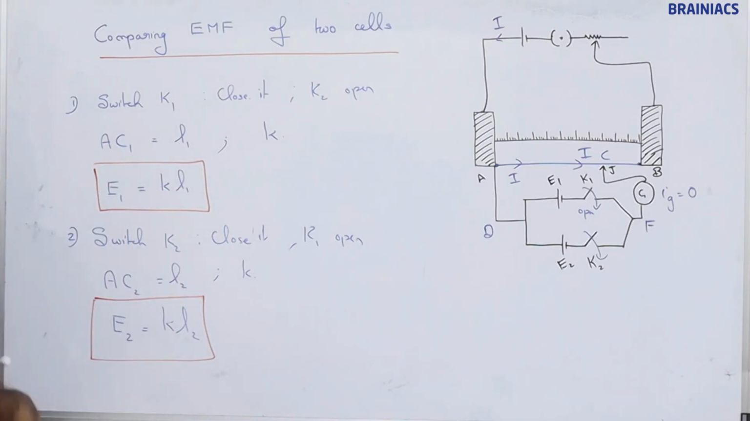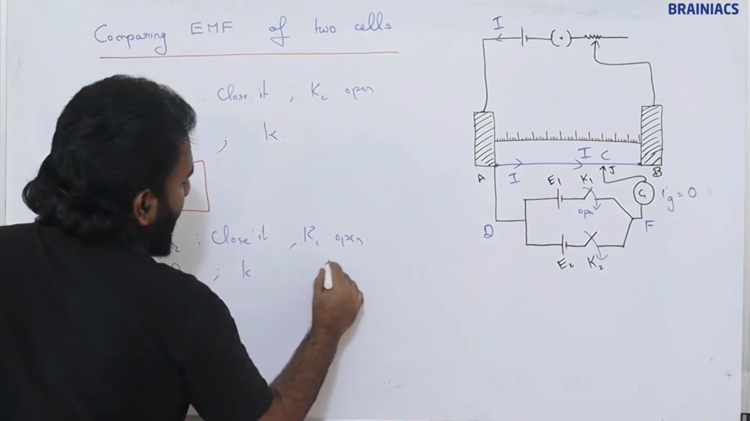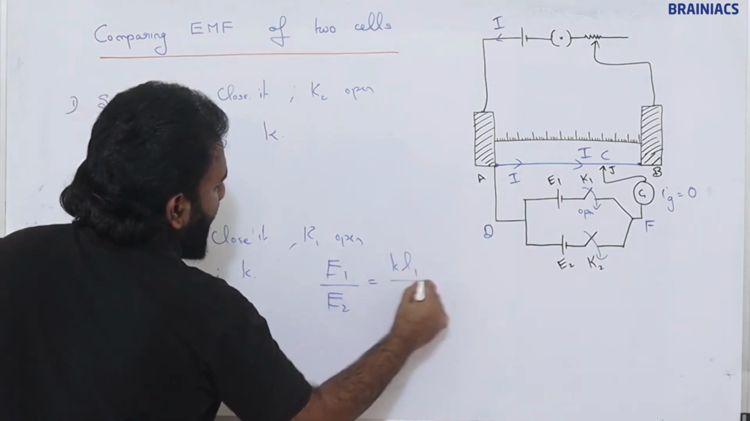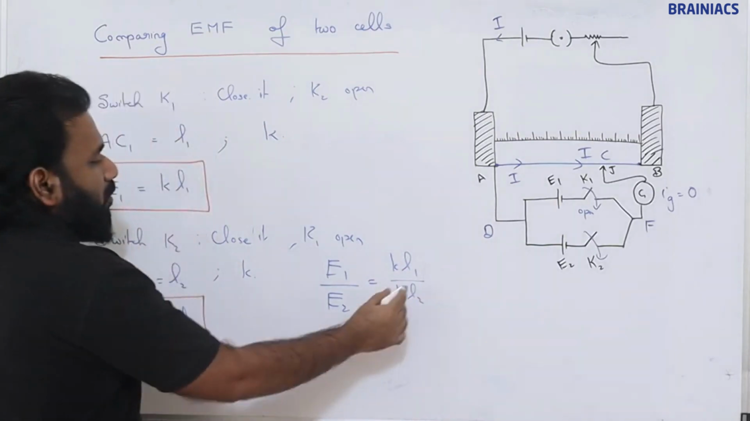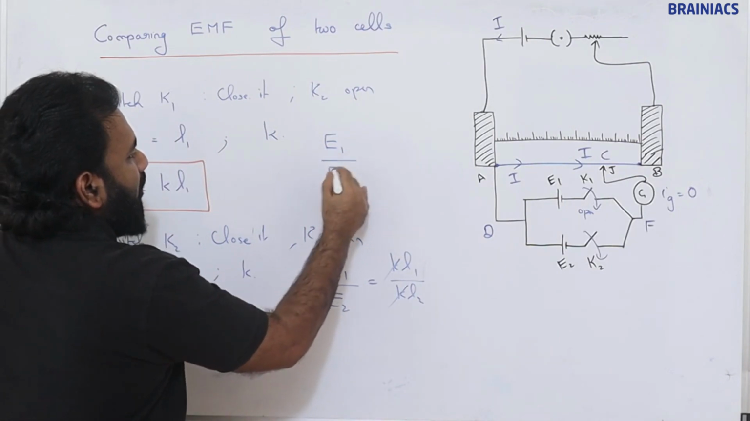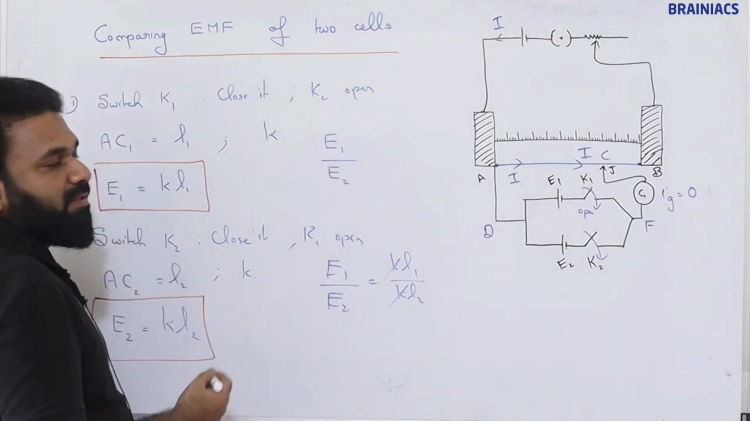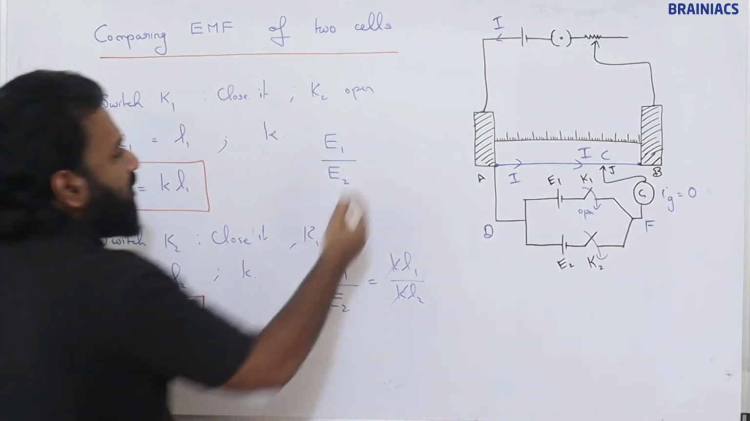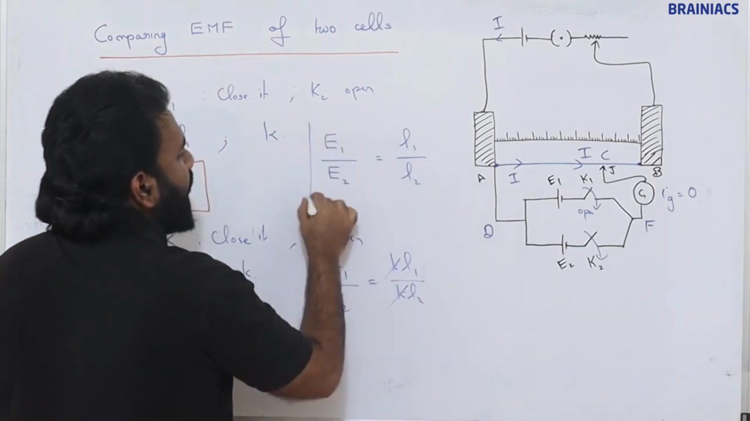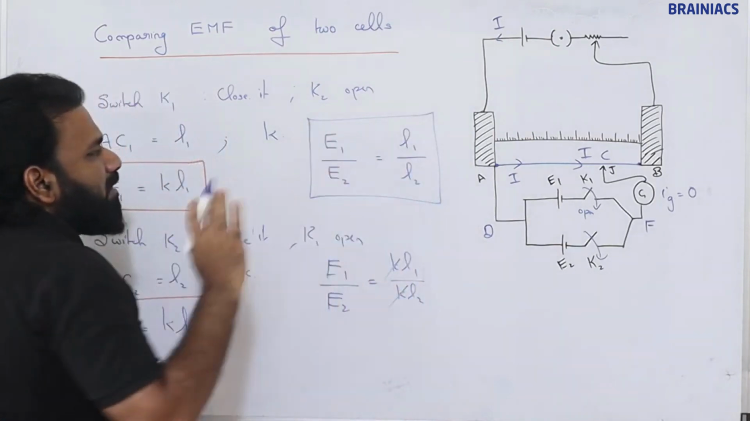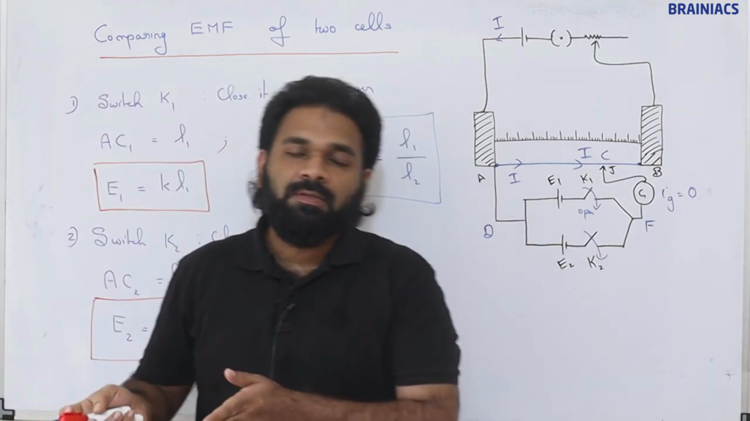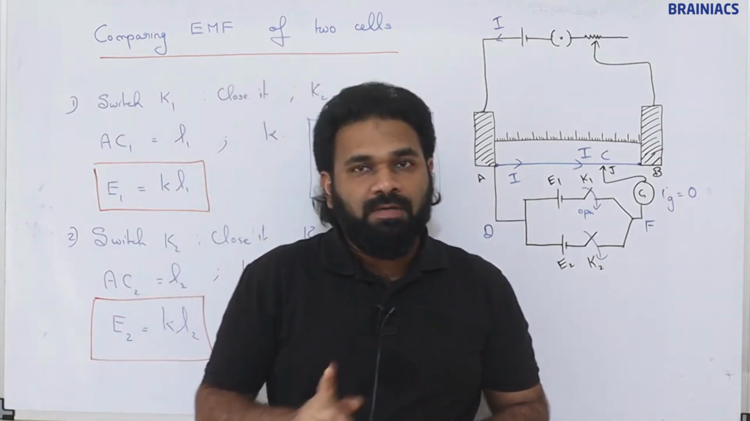So as a matter of comparing two cells, we will get E1 by E2 is equal to KL1 by KL2. So K will be cancelled off. Finally, we will get the ratio of the EMF of the first cell to the EMF of the second cell, which will be equal to the balancing length ratio. Okay, so this is nothing new. The only difference is that in the previous discussion we had only one cell.